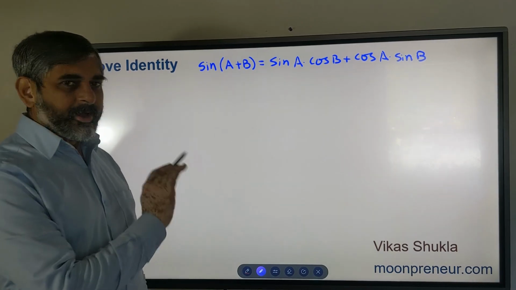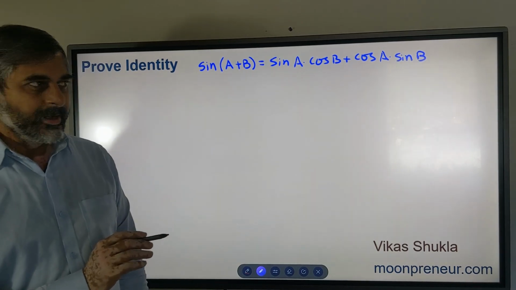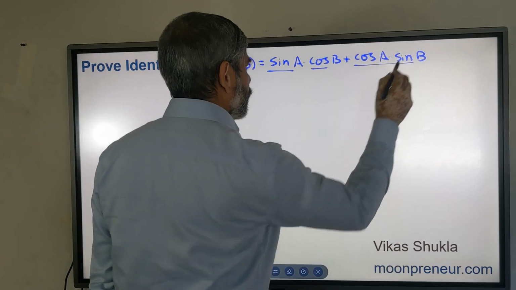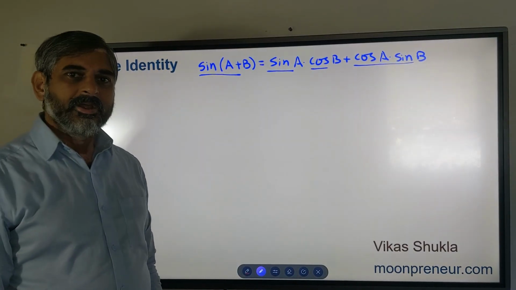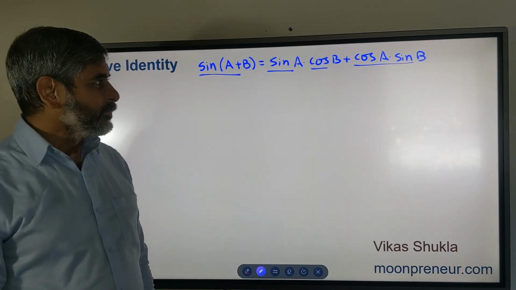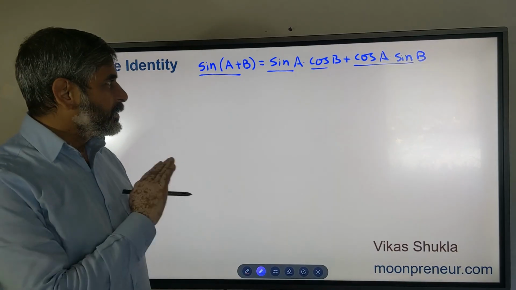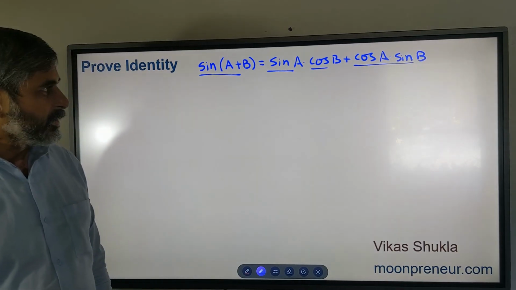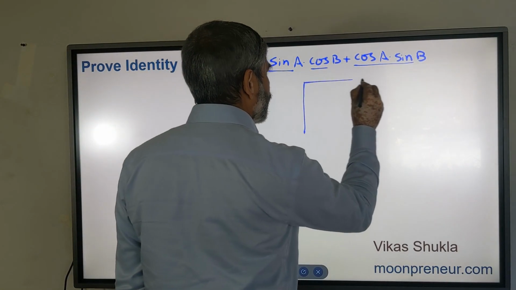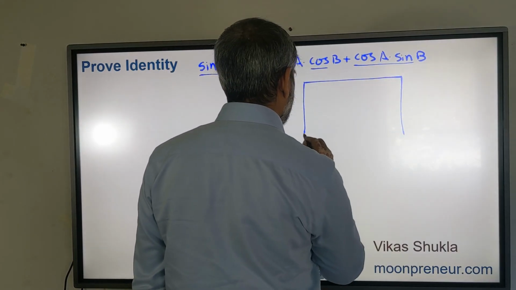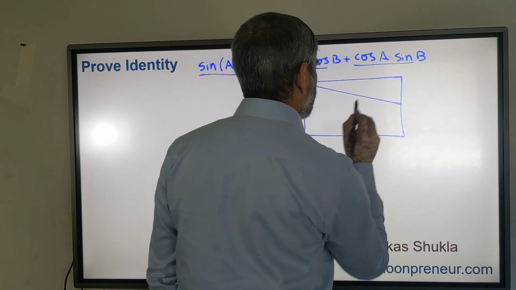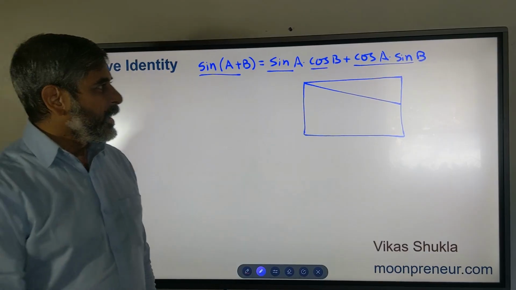So this is a very popular trigonometry identity, sin(A+B) equals sin A cos B plus cos A sin B, and we are going to see how we can prove it in a very elegant way, because normally the proof is not so straightforward. So to do that, we draw a rectangle like this, and then let's take this line.